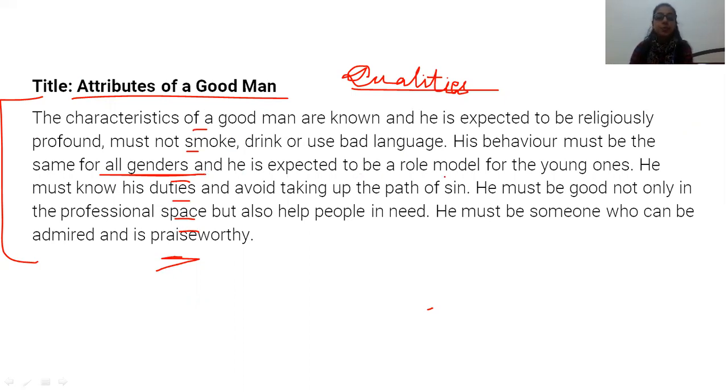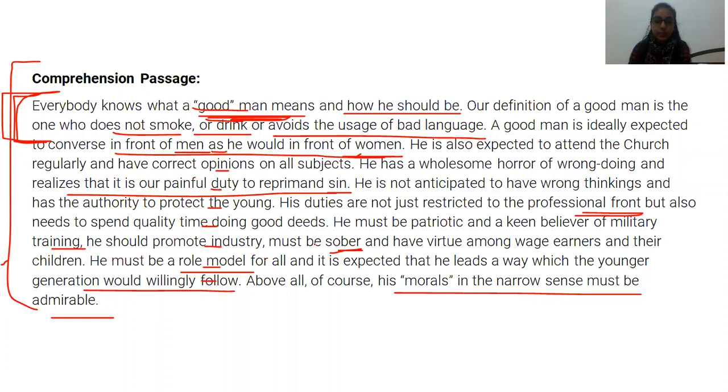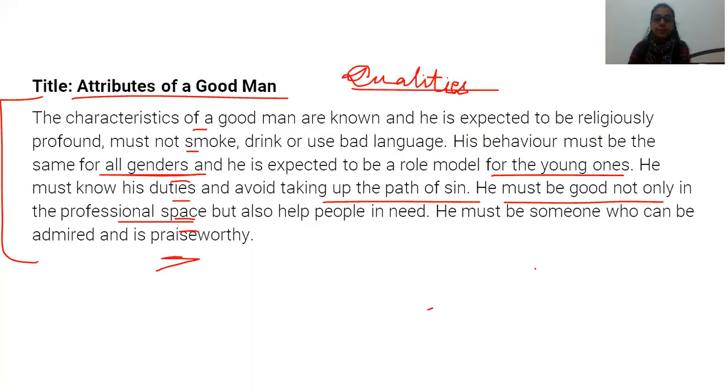He is expected to be a role model for the young ones. He must know his duties and avoid taking the path of sin. He must be good not only in professional space, but also help people in need. Okay, he should promote industry. He is to be a role model for the younger generation. He must be someone who can be admired and is praiseworthy.